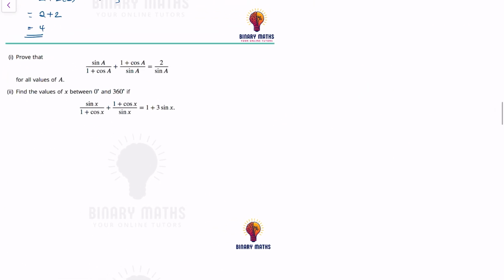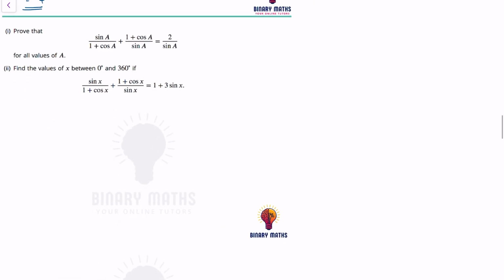Okay, the last question I'm going to go through. Prove that sine A over 1 plus cos A plus 1 plus cos A over sine A is equal to 2 over sine A. For this one, I'm going to start with the left-hand side: sine A over 1 plus cos A plus 1 plus cos A over sine A.